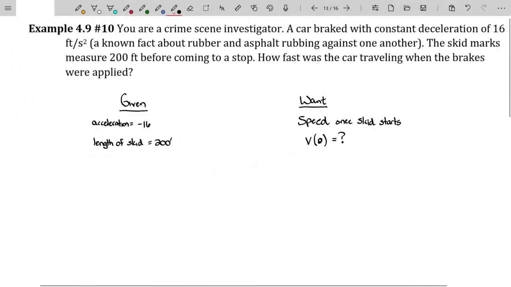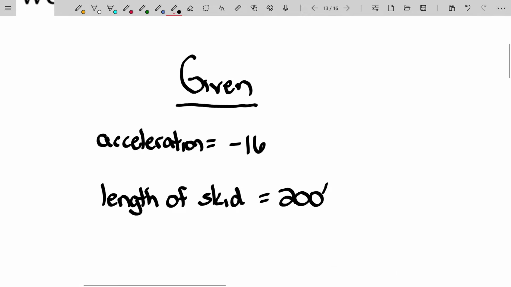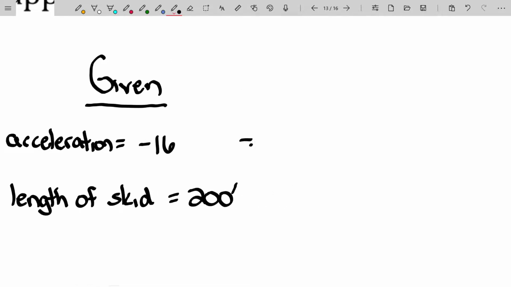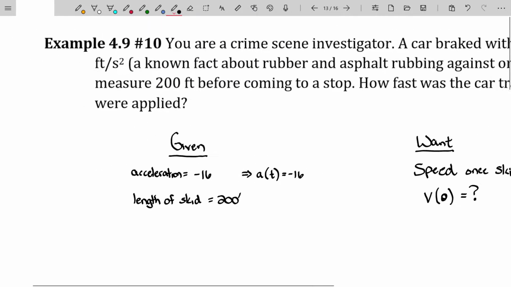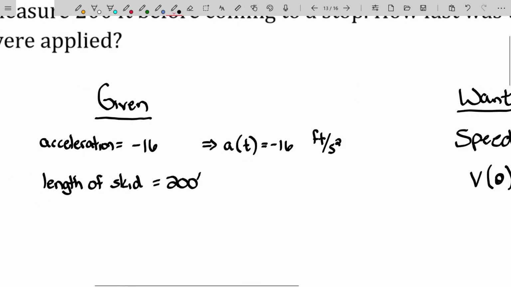So speed, we want that. Okay. And let's see, acceleration. Well, the acceleration, they tell us throughout the entire skid, from time 0 to whenever the skid stops, is negative 16. So this implies acceleration for all of time, from beginning of skid to the end, is negative 16, and that's feet per second squared. It's important because we want to make sure that all of our units match in this problem.